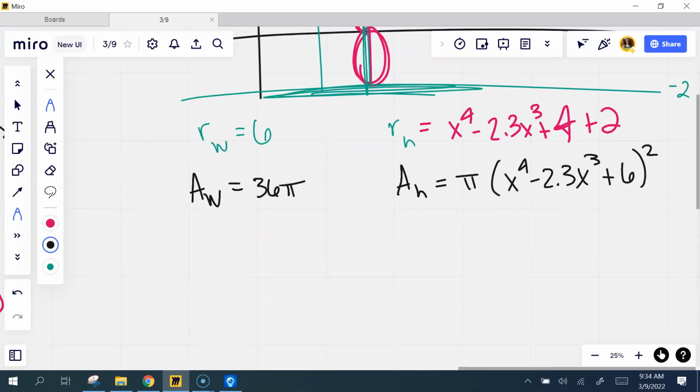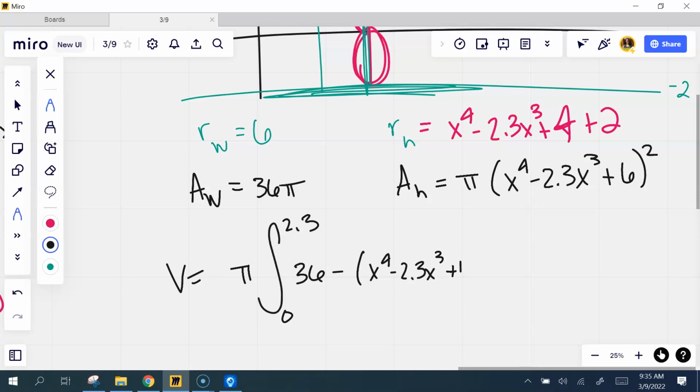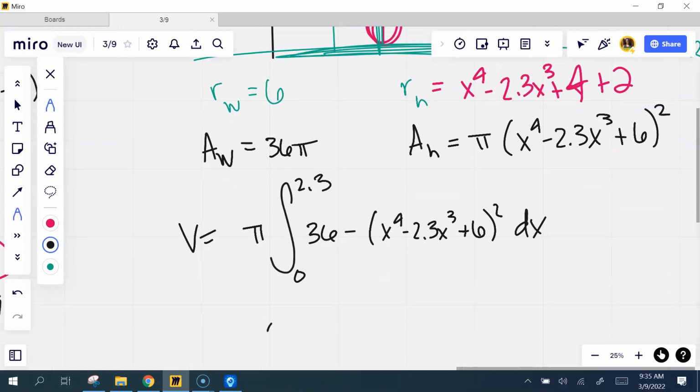All right, so how do we do this? The question asks for the volume when rotated about that line. So the volume is, remember the pi goes on the outside. I already found the intersection, so I'm going from 0 to 2.3 of 36 minus (x to the 4th minus 2.3x cubed plus 6) squared dx, and I put it straight in my calculator exactly like that to get approximately 98.868.